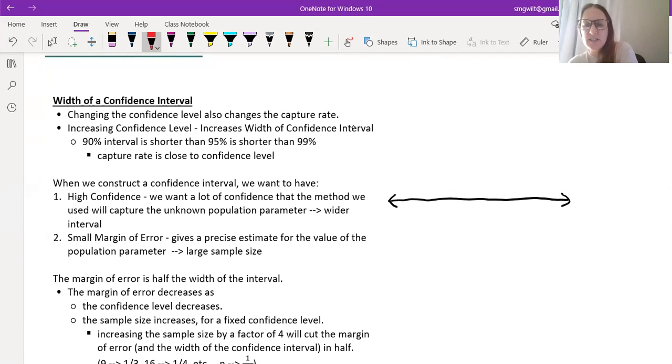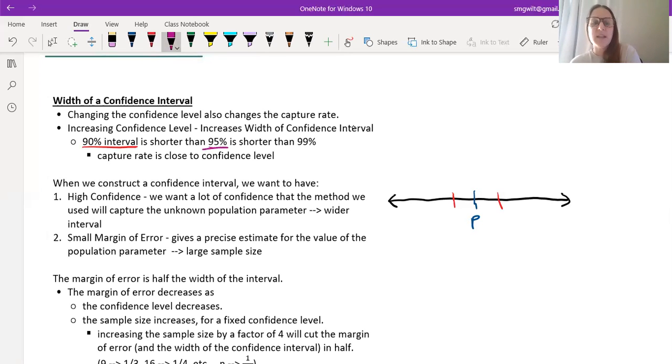Say that here is my true population proportion, my P, and I'm looking at a 90% interval. The 90% interval would be smaller. If I have a smaller range of values, it's a little less likely that I actually got the true population proportion. But if I make it wider, I have more probability of getting that value. If I make it even wider than that, I have more probability of getting that value.